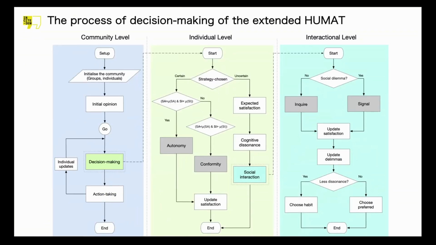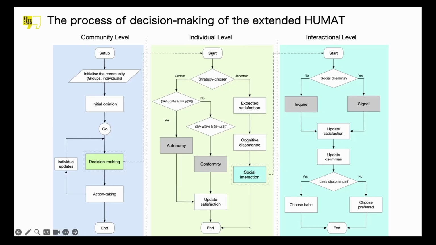And here I'm going to explain the decision-making process of the extended HUMAT. You can understand this process through three interconnected levels. But the three interconnected levels do not show a sequential relationship; they try to explain the process at different depths and details. For example, at the community level, you have the process called decision making. Actually, this decision making is explained in more detail at the individual level. And also, the social interaction process is explained in more detail at the interaction level.